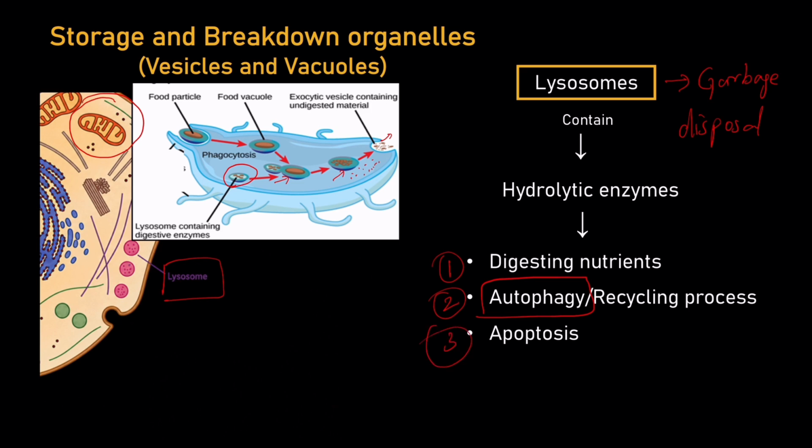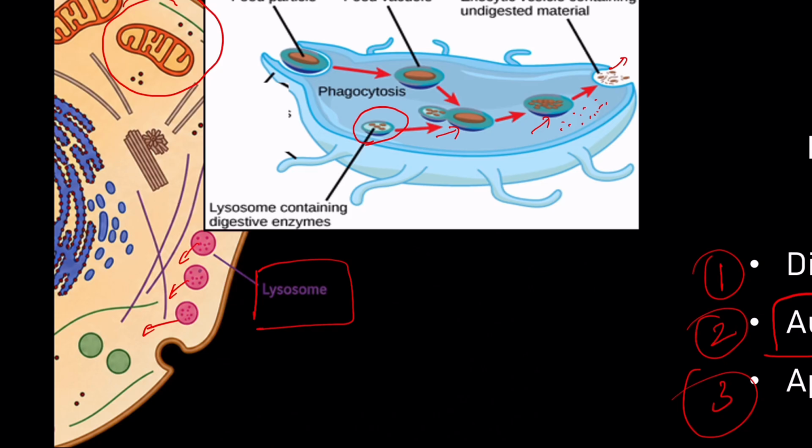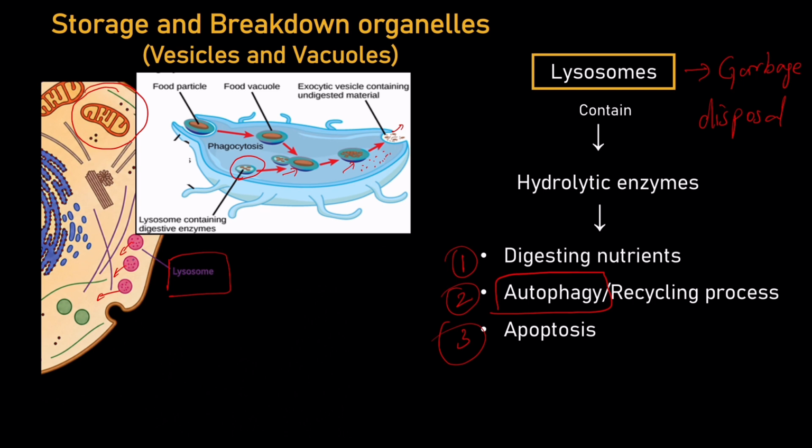And the third function that lysosomes carry out is apoptosis. This is when a cell programs itself to die and to be destroyed. During apoptosis, remember, lysosomes release the hydrolytic enzymes into the cell's cytoplasm, and these enzymes start breaking down important structures like the cell membrane and other cellular organelles, and eventually the cell dies. This is programmed cell death. Lysosomes also play a role in destroying disease-causing organisms that might have entered the cell.